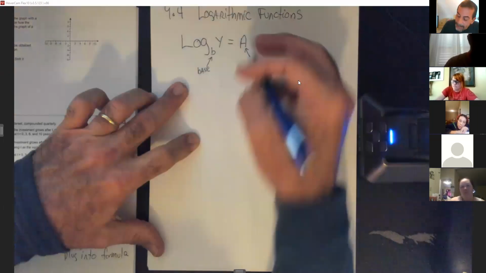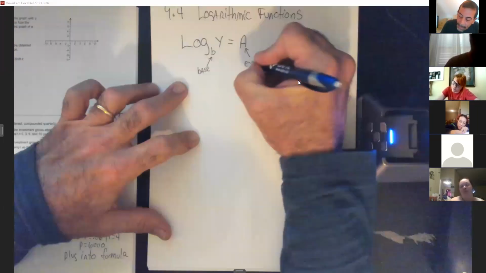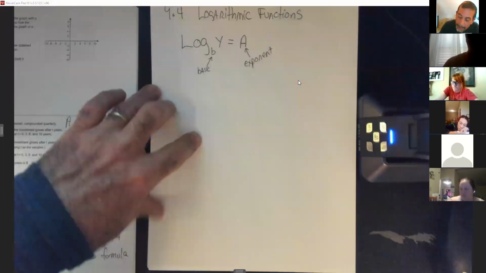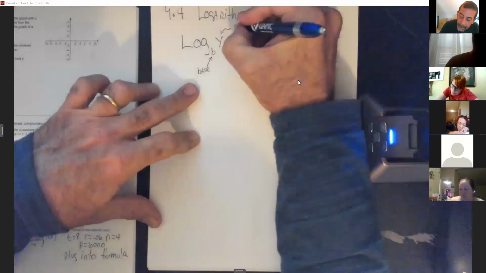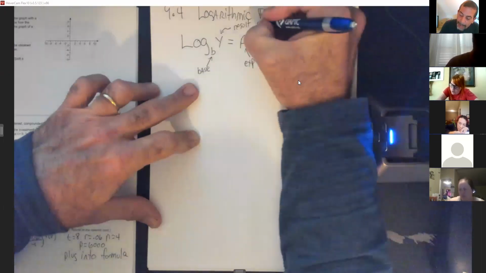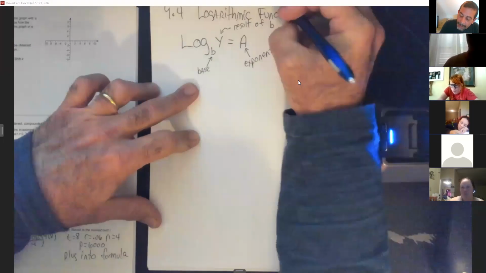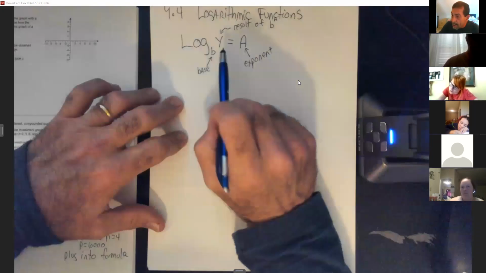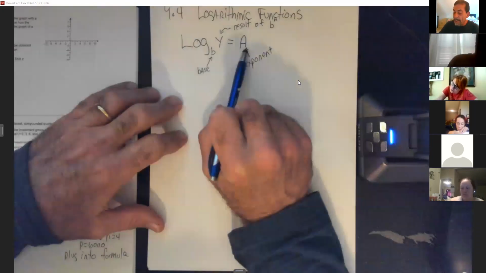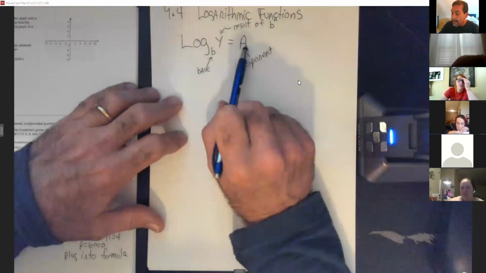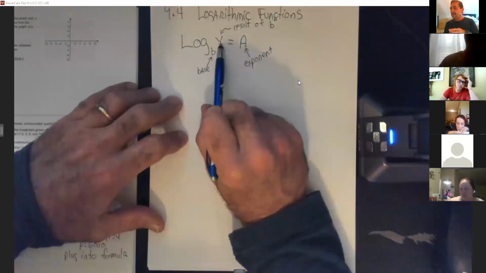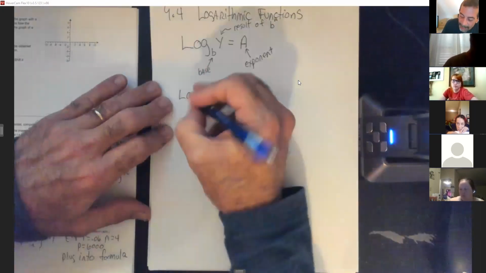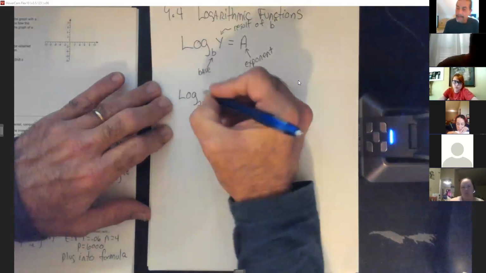A would actually be the exponent, and Y is the result of B raised to that A. So if this B was a 2 and A was a 3, this would be 2 to the 3rd power, which would make that Y an 8. So let me show you what's going on with these. How about if I have a 25 here and a 5 here?